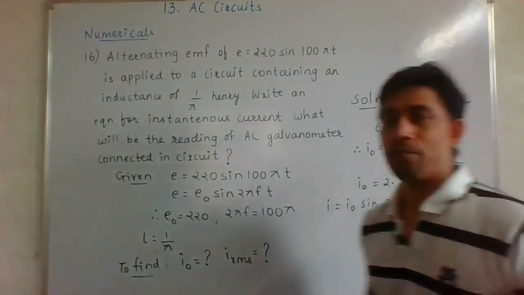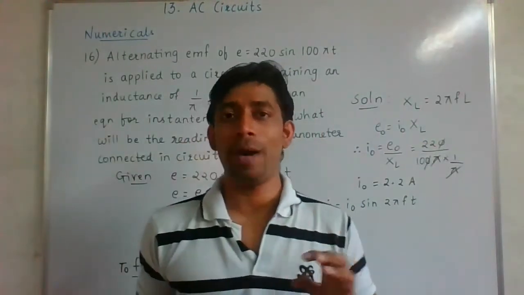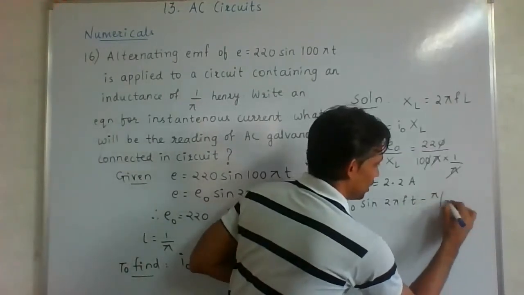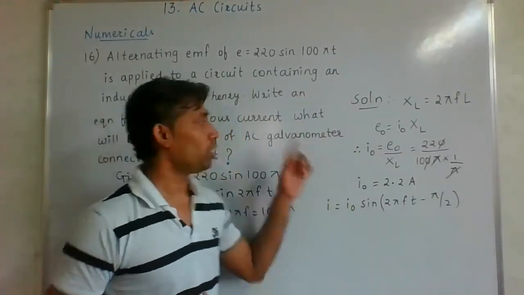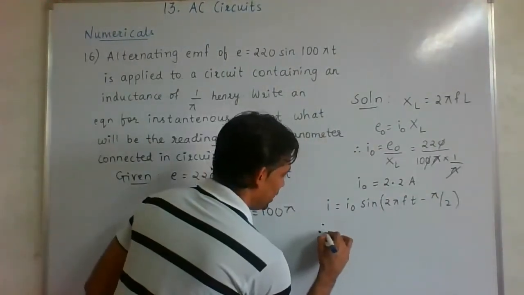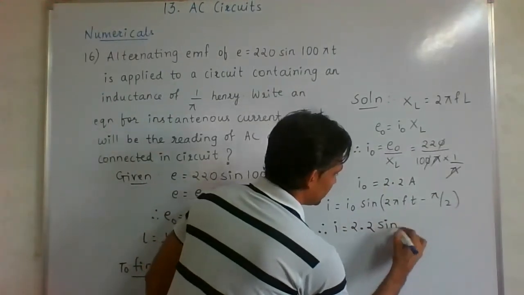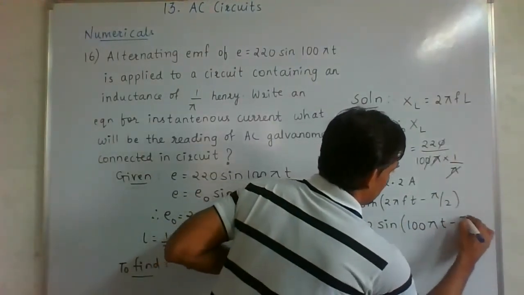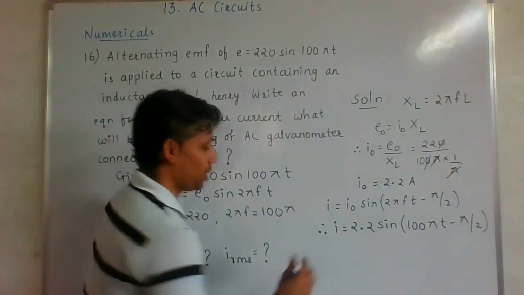One interesting part over here. इंडक्टेंस में करंट EMF से पीछे चलता है by angle pi by 2. It lags by angle pi by 2. So यहाँ पर minus pi by 2 इंक्लूड करना बहुत जरूरी है. बस वैल्यू सब्स्टिट्यूट कर दो. So your this part is done. इंस्टेंटेनियस करंट का इक्वेशन मिल जाएगा. So therefore I write I is equal to I naught is 2.2 sin 2 pi f is 100 pi t minus pi by 2. One part is done.